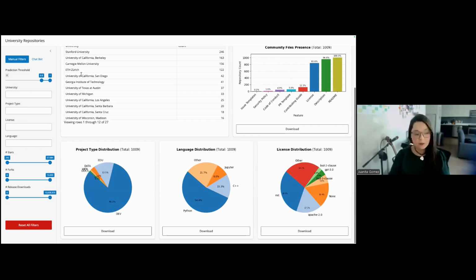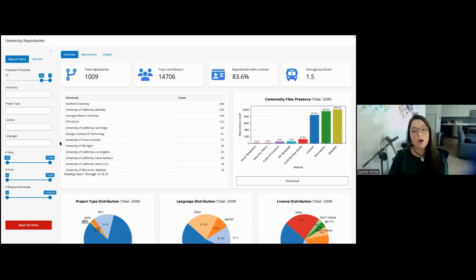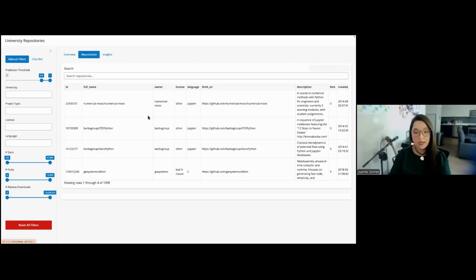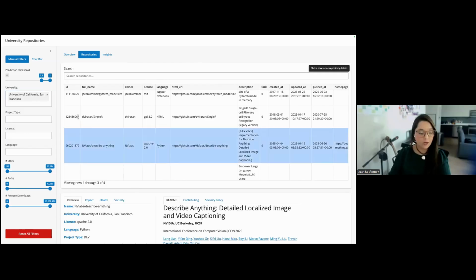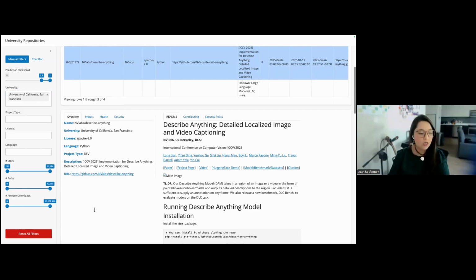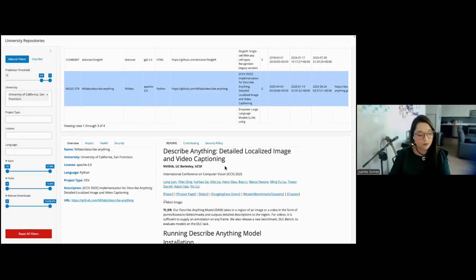So this is kind of the landing page. I'm hoping that this would be an overview of some of the information for the universities. In this tab of universities, you can see each of the universities. I'm going back to University of San Francisco because I like it. And if you click one of these repositories, you can see some of the information of each repository. You can see the name, the university, the license, some of the information that I already collected. And you can see the README and the contributing guide and the security policy rendered if you wanted to.